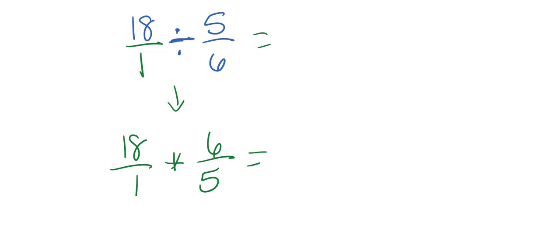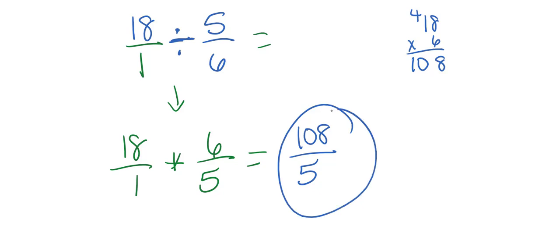We have 18 times 6. Well, 18 times 6. 6 times 8 is 48. Put the 8 below, carry the 4. 6 times 1 is 6, plus 4 is 10. So we have 108, then over 1 times 5, so that's 5. And that would be our solution.